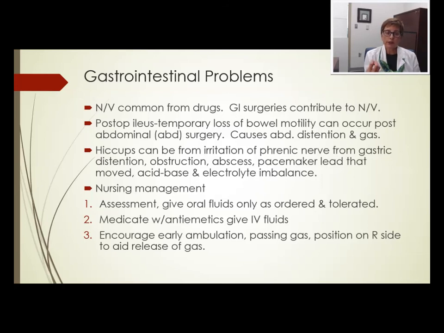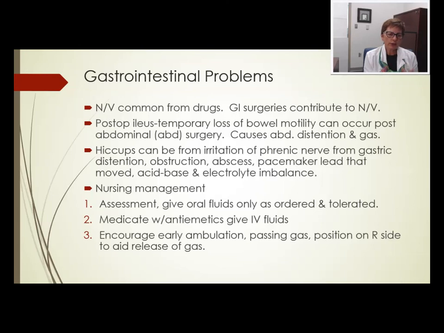Your book didn't mention this, but with a new pacemaker that's put in, a pacemaker lead can move and stimulate that phrenic nerve. So if a patient has a new pacemaker and they have more than 30 minutes of hiccups, it could be because of that pacemaker stimulating the phrenic nerve. So you would need to call the physician. Usually hiccups are pretty temporary, but if they last more than 30 minutes, there's a problem. It can also be from acid-base and electrolyte imbalance.